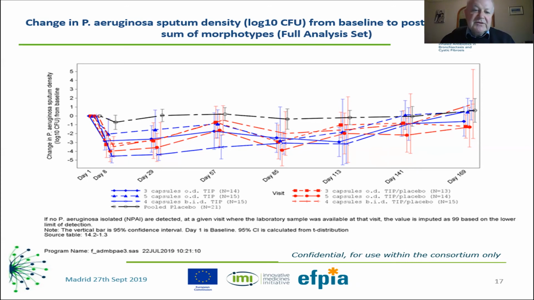And there was a significant difference for continuous high-dose tobramycin having a greater effect on Pseudomonas aeruginosa density than the cycling regimes. And I think you can see this pattern on this graph, and I will show you some further data to reinforce this.